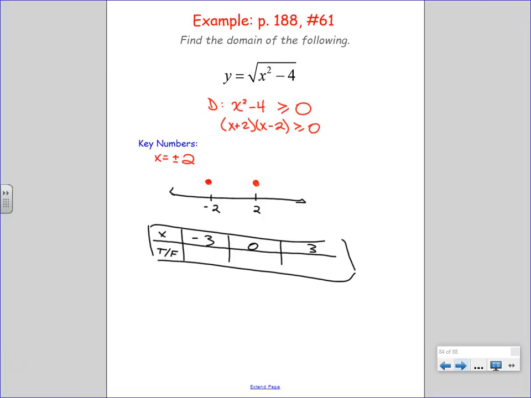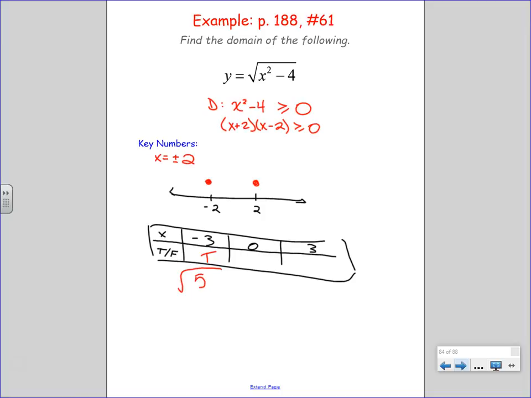Now, we have some choices as to where we could plug it in. We could plug it into the inequality, or we could just plug it in the root and say, hey, are you real? Root, okay. So plugging in negative 3. Negative 3 squared is 9. 9 minus 4 is 5. Is that real? Yeah, he's ugly, but he's real. So true.